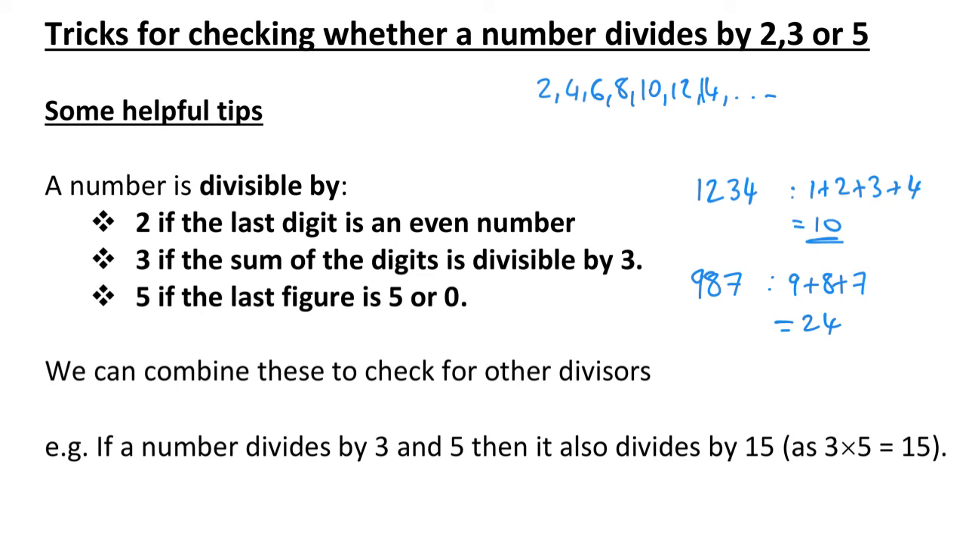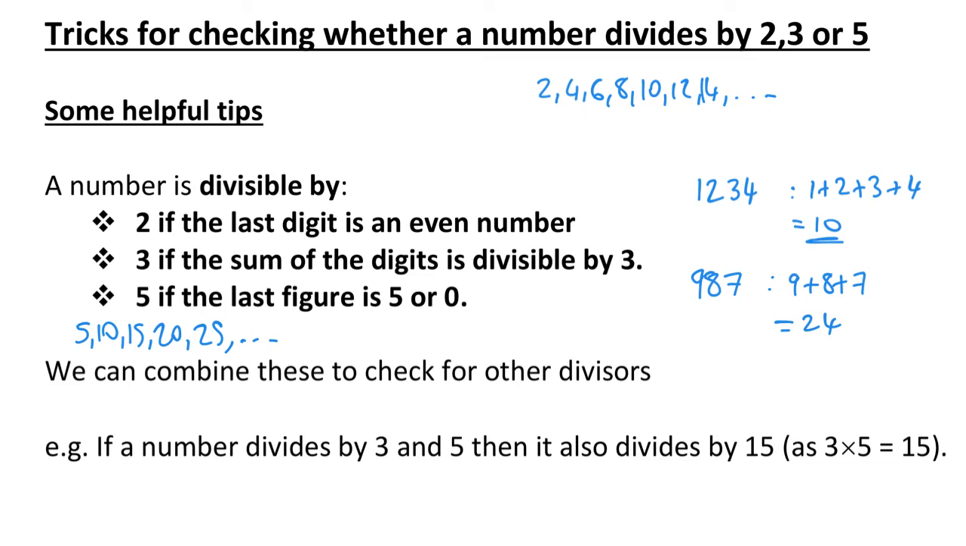And again, to check if the number is divisible by 5, so all the multiples of 5 are 5, 10, 15, 20, 25, and so on. So we say all the multiples of 5 are numbers ending in 5 or 0. So if a number ends in 5 or 0, then it's going to be divisible by 5.